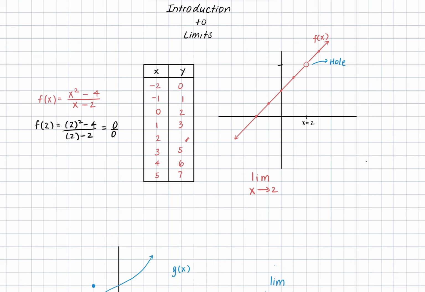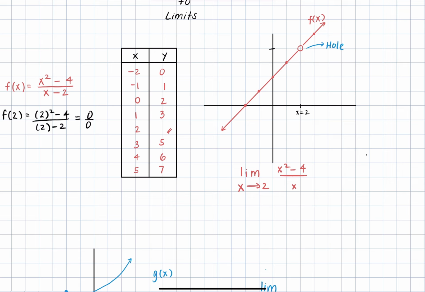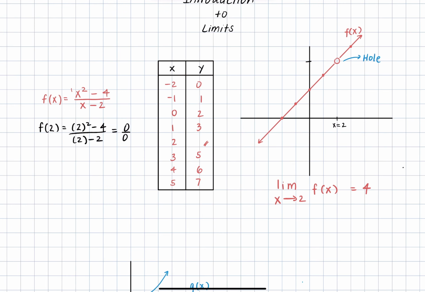So, therefore, the limit as x approaches 2 of the function f of x. Now, I could write the whole thing. I could write x squared minus 4 all over x minus 2 equals 4. Or I could simply write f of x, and that's because it's already defined over here. I already know that this whole thing equals f of x. So, no need to write it out again since it's already defined. And this is your limit for this function.